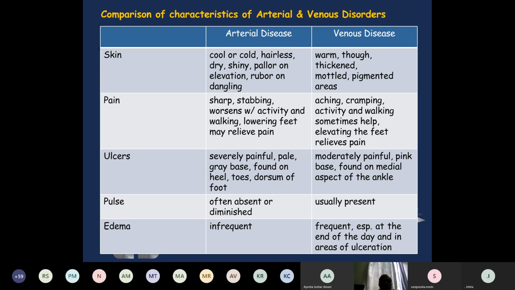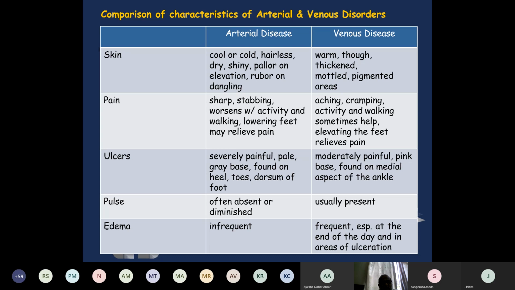This is the chart showing comparison and characteristics of arterial and venous disorders. In arterial diseases, the skin is cool or cold, hairless, dry, shiny, pale, and on elevation you may see rubor on dangling. While in a venous disease, the limb is warm, thickened, and mottled, pigmented areas can be seen.